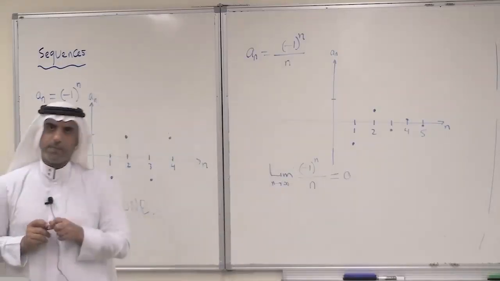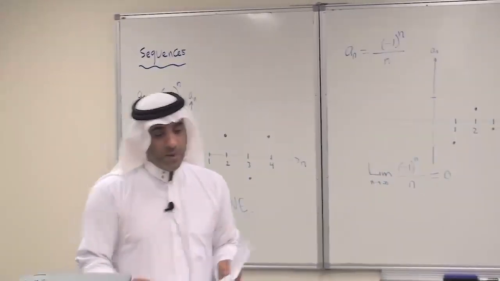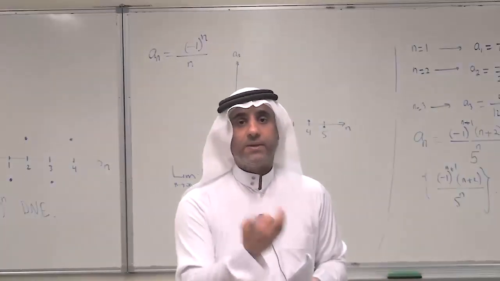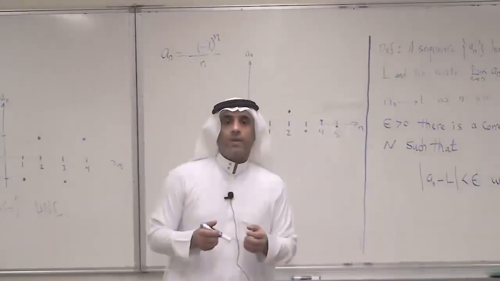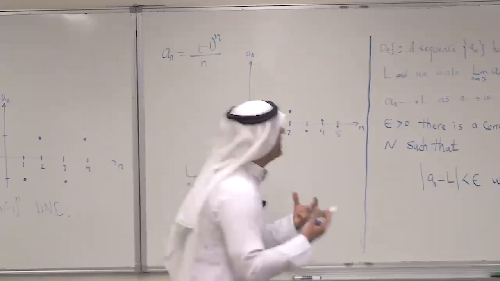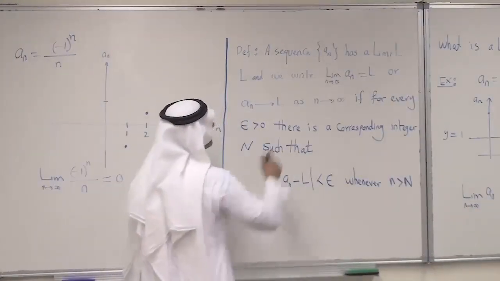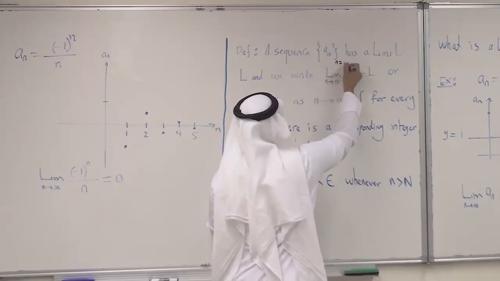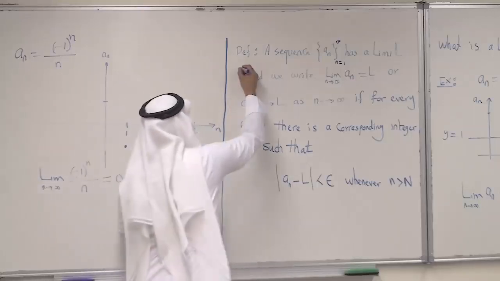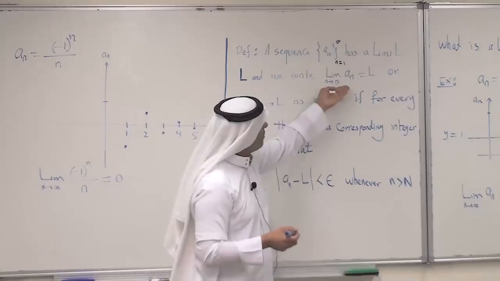But the question now, this is formally the meaning of limit, but what is the precise definition of a limit? That will be our next definition. What is the meaning of a limit of a sequence precisely, mathematically speaking? It says a sequence a_n, with n equal to 1 up to infinity, an infinite sequence, has a limit L. This is the limit of the sequence. And we write, this is the notation for the limit of a sequence.